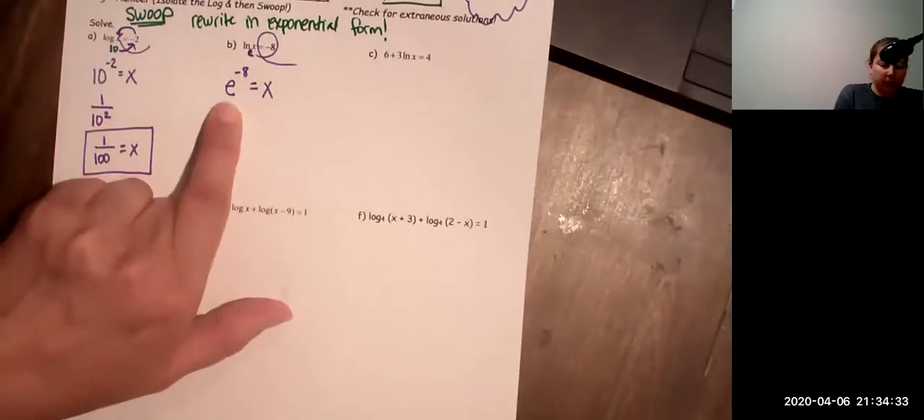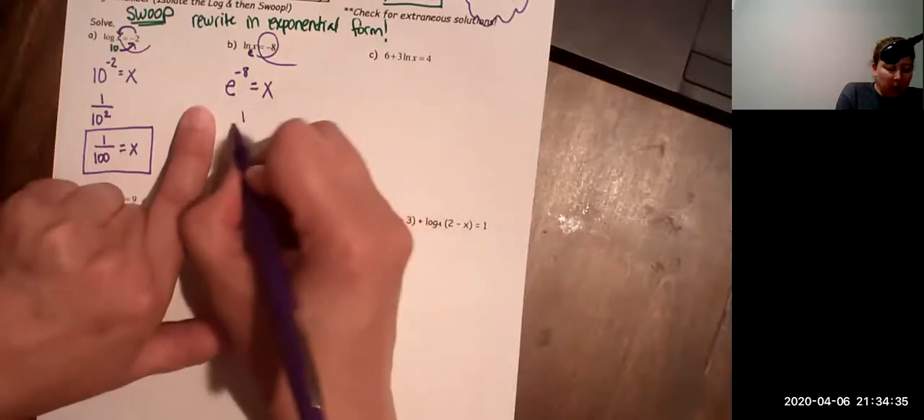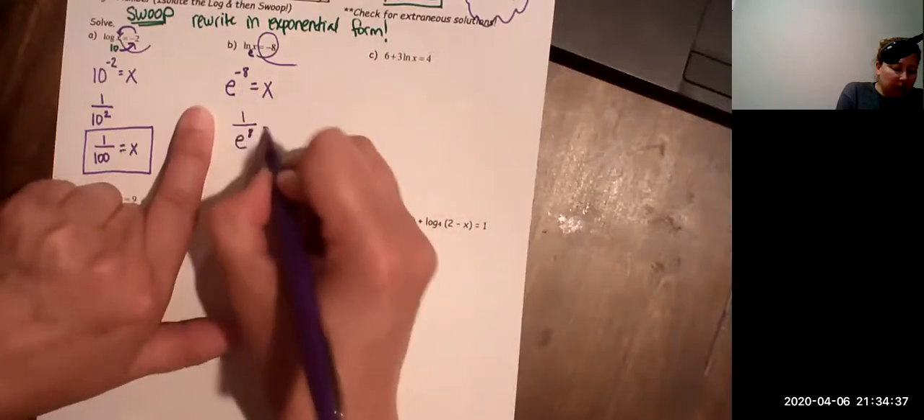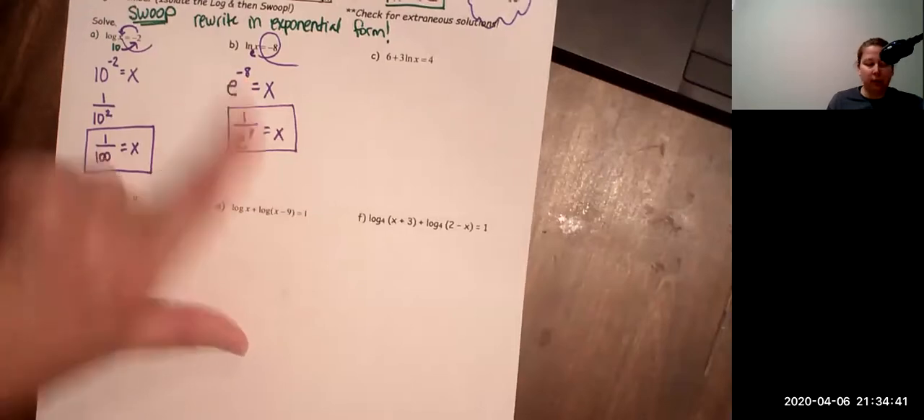So that's my answer. You can't really solve that. Remember, e is just a number. A better way to write this would be 1 over e to the 8. Because typically we don't leave negative exponents in our answer. We rewrite them like this.